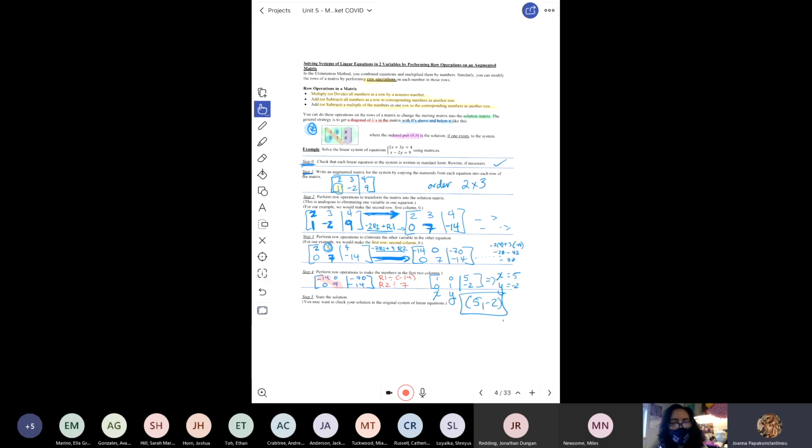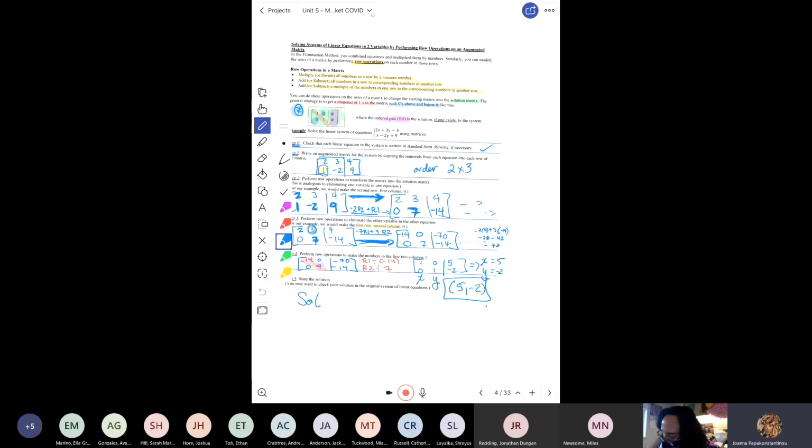You see that? Now I could check this, right? I know my solution is the point 5, -2. So since the system has a solution, how would I classify it? Consistent, independent. It has a unique solution. So I could just substitute the x and the y back into the original system, right? And make sure I get true statements, identities. Yeah?